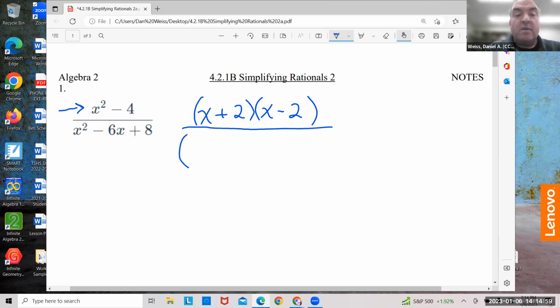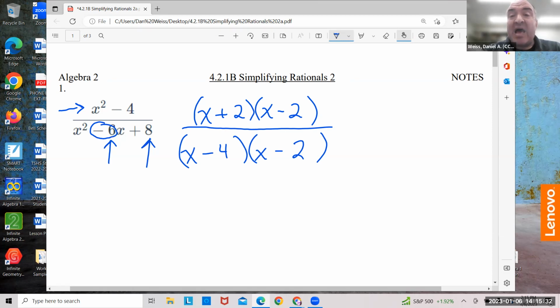Over, on the bottom, x times x makes x squared. And then what times what makes positive 8 that added together makes negative 6? That's going to be negative 4, negative 2. Negative 4 times negative 2 is positive 8, but negative 4 plus negative 2 is negative 6.